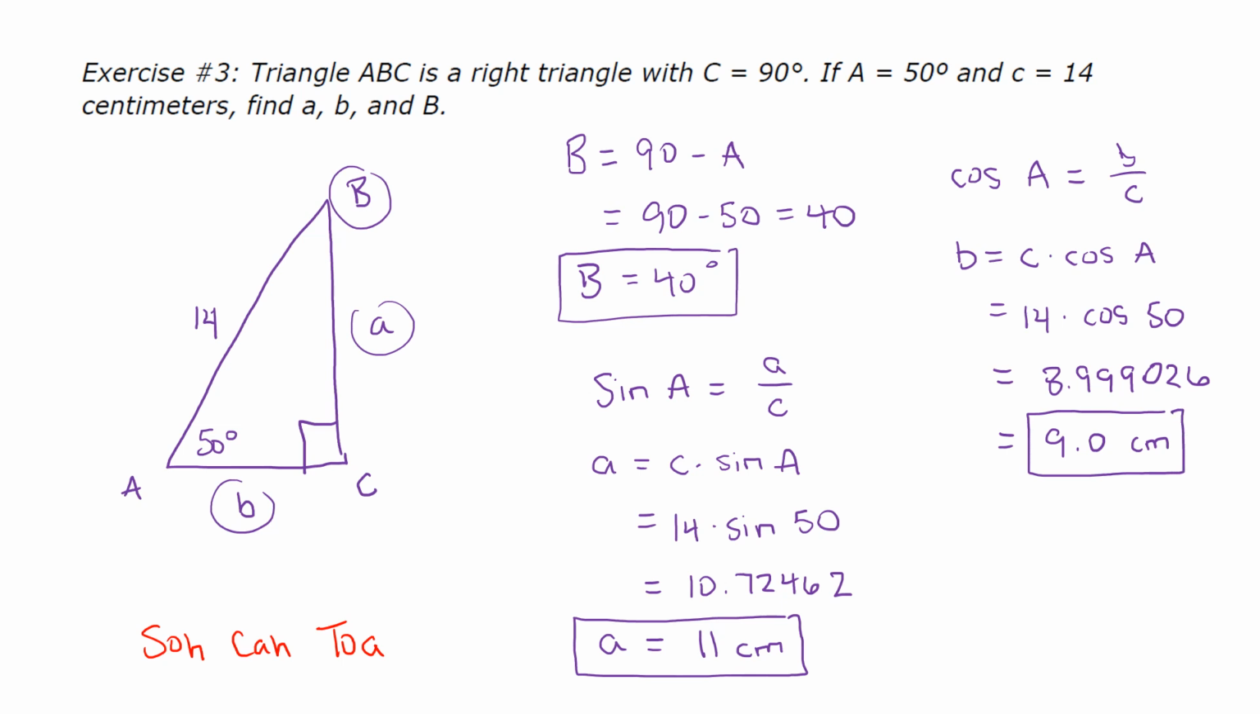Okay, so we have found the angle B, and we found the sides B and A. So B equals 9.0. Awesome.